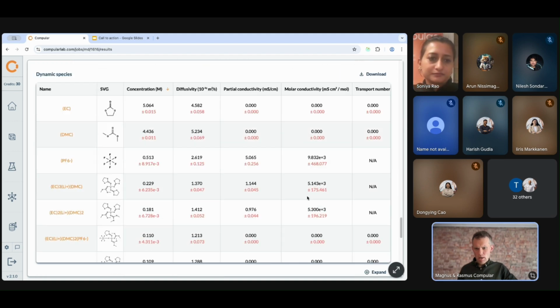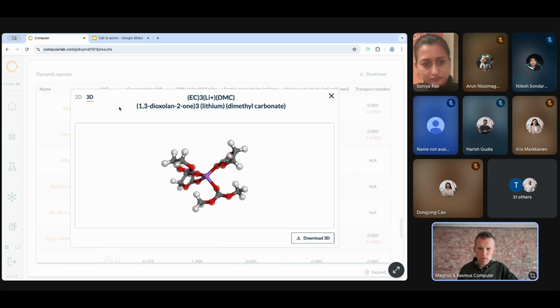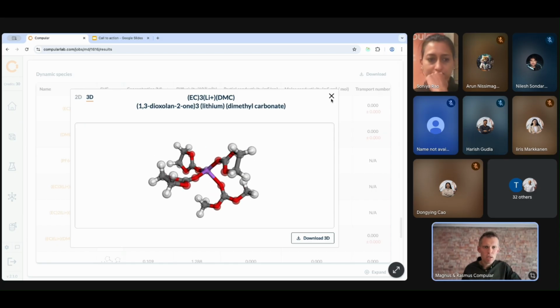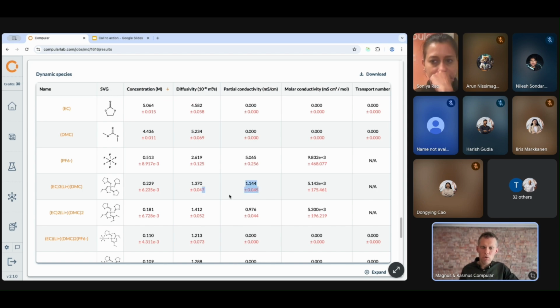And one thing we also do is that if you really want to go deep into this, we also show these dynamic species that I mentioned in the beginning, basically what molecules hang together in the simulation. For example, here you can see that the most common solvation shell for the lithium ion seems to be this one, where you have a lithium ion surrounded by 3 EC and 1 DMC. So if you really want to understand what goes on, you can look at this, and we also extract properties for these dynamic species. For example, what is the diffusivity of this one?